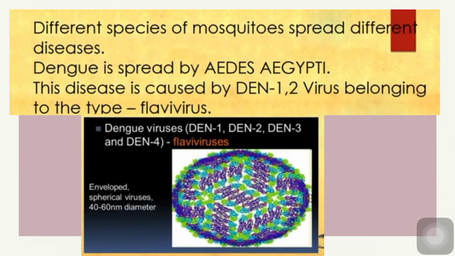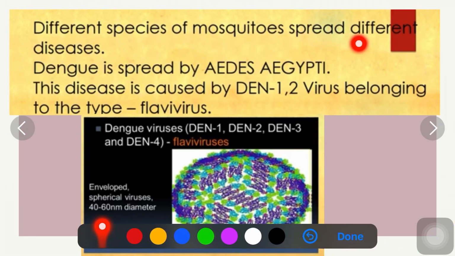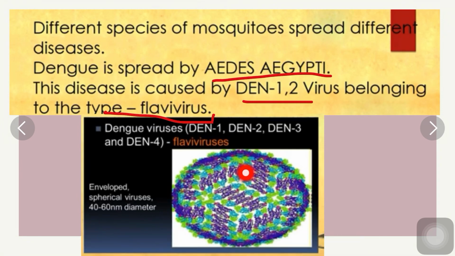Different species of mosquitoes spread different diseases. Dengue is spread by Aedes aegypti. This disease is caused by the Den-1-2 virus belonging to the type flavivirus. As you can see in the image, there is a picture of the dengue virus, that is flavivirus.